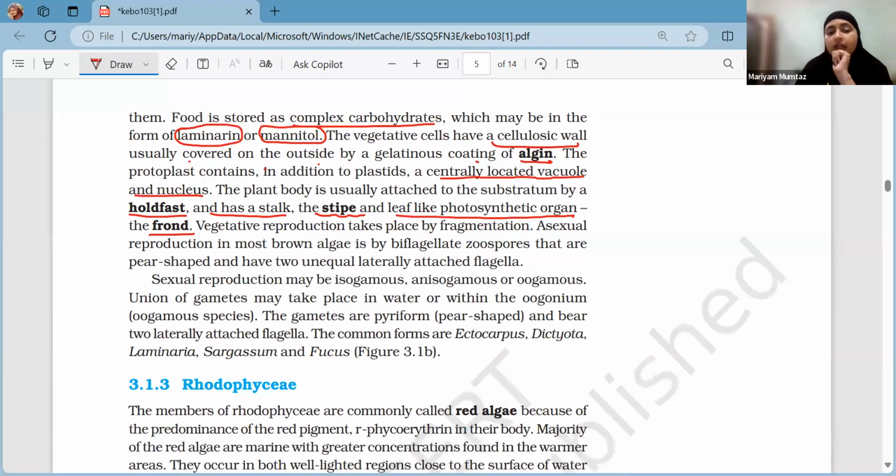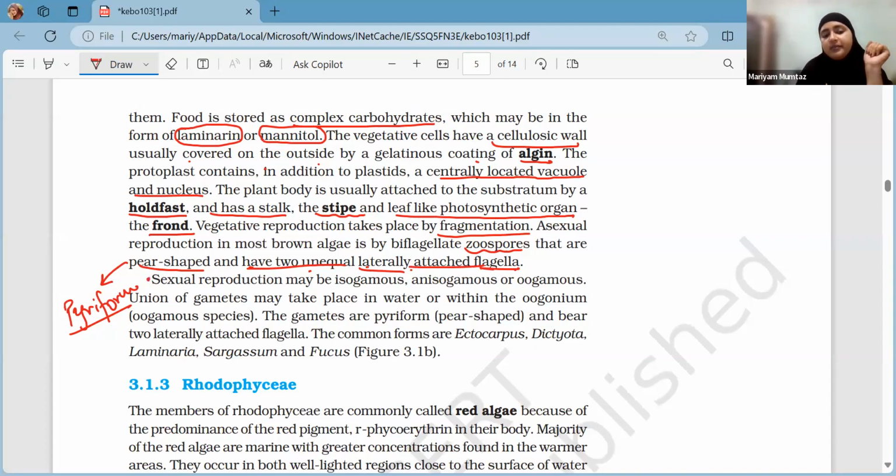Okay. Now, vegetative reproduction takes place by fragmentation. Asexual reproduction in most brown algae is by biflagellate zoospores that are pear-shaped and have two unequal laterally attached flagella. This pear shape in biology is known as pyriform. So if they ask you pyriform zoospores are found in dash, so now you know Phaeophyceae. Okay. And they have two unequal laterally attached flagella.